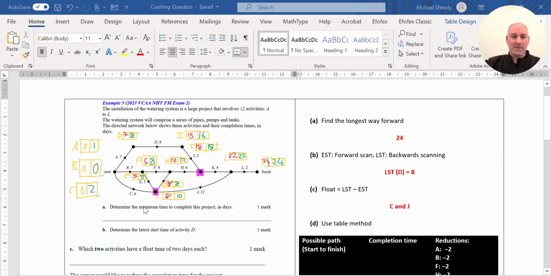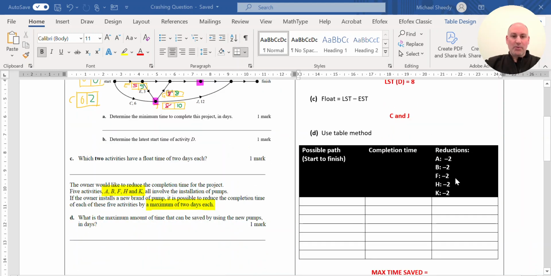They are the two activities that have a float time of 2 days, so the answers here on the side, 24 for part A, part B 8, and then for part C we have C and J are the two activities. But our main focus today is going to be on the crashing component.